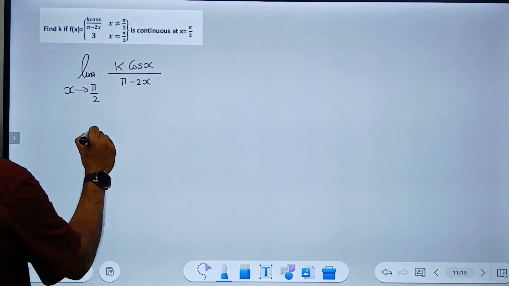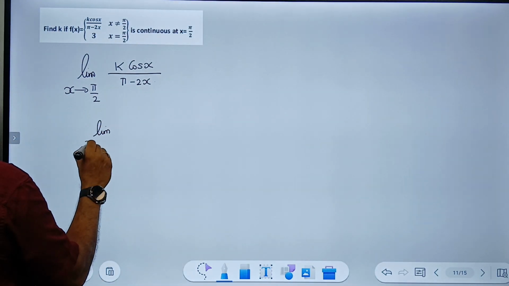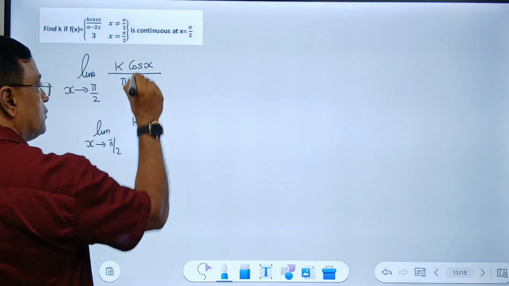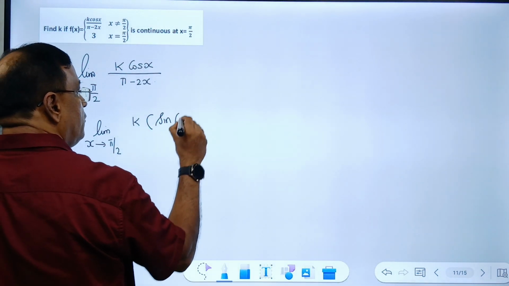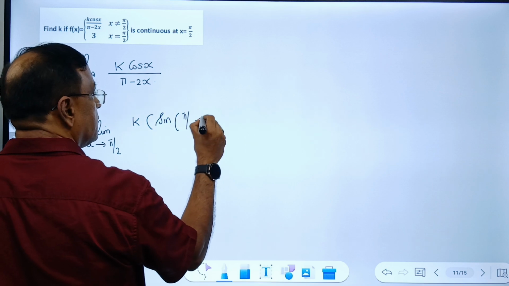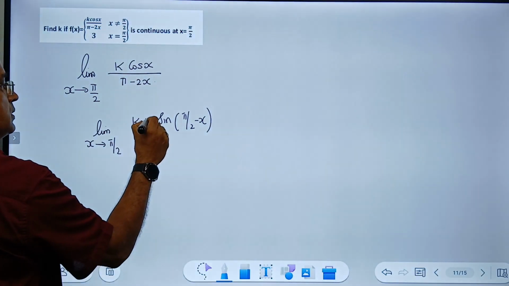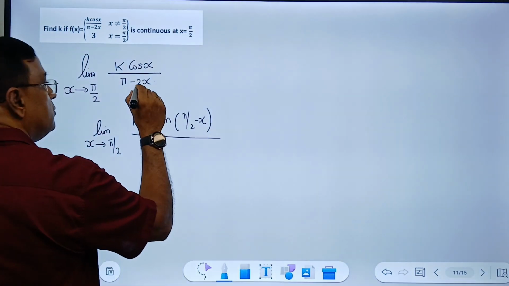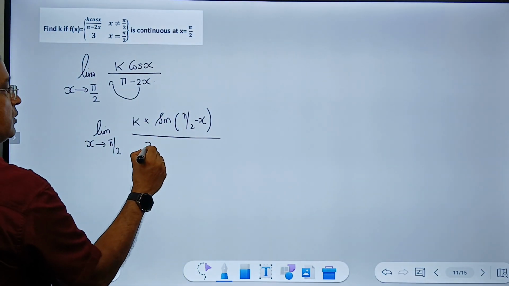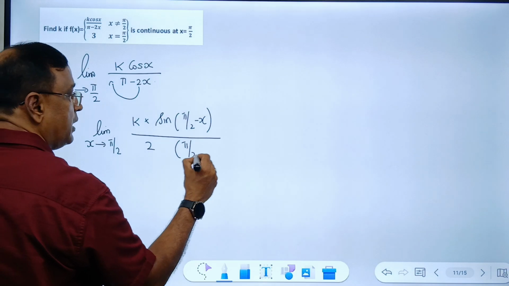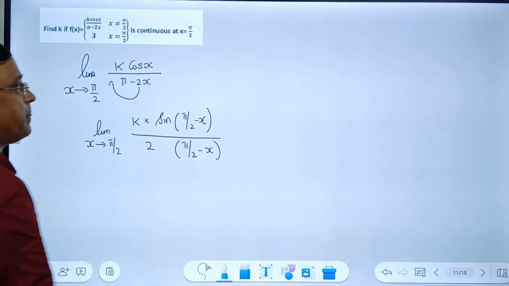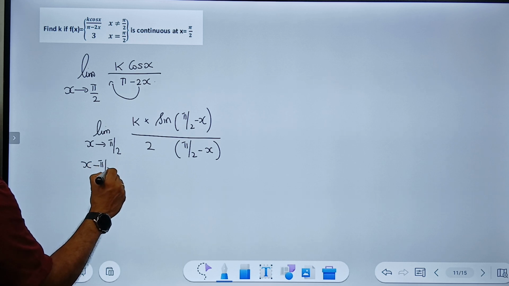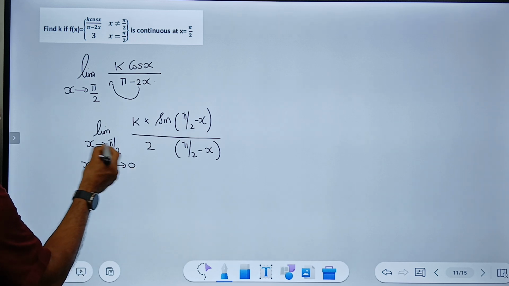Now this will be limit x approaches pi by 2. Need to be careful. Can I write cos as sine of 90 minus x? K into sine of 90 minus x, and in the denominator I'll take the 2 outside. When you take 2 outside, what do you get? I get pi by 2 minus x. Now when x goes to pi by 2, where will x minus pi by 2 go to? It will go to 0, right? I brought it this side.